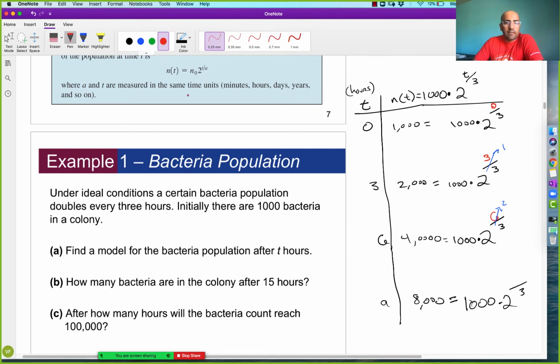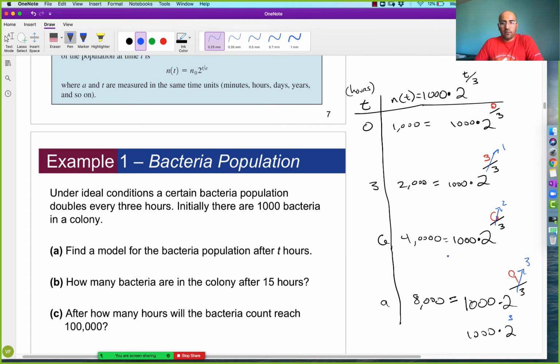Right, so when this guy is a 9, these two turn into a 3. 9 over 2 is 3. And I'll just put down here: 1,000 times 2 to the 3rd power is equal to 8 times 1,000. It gives you that. Okay, so we're just confirming that it works.